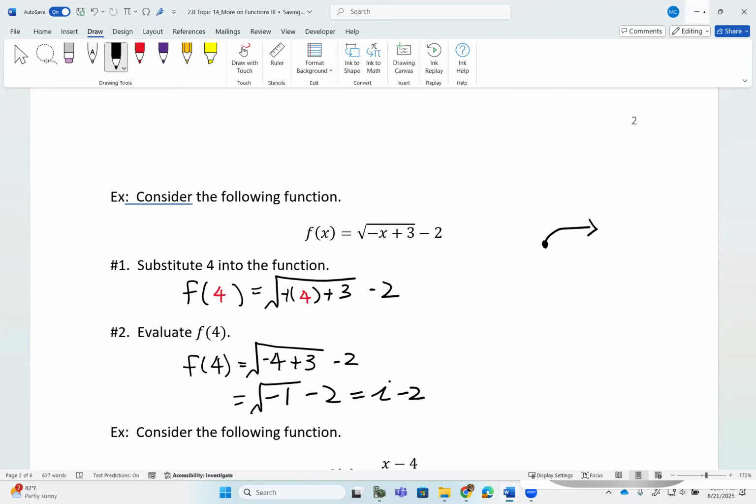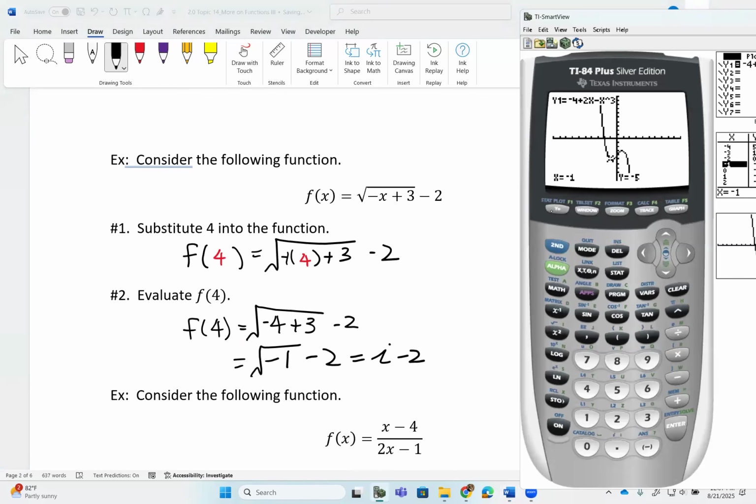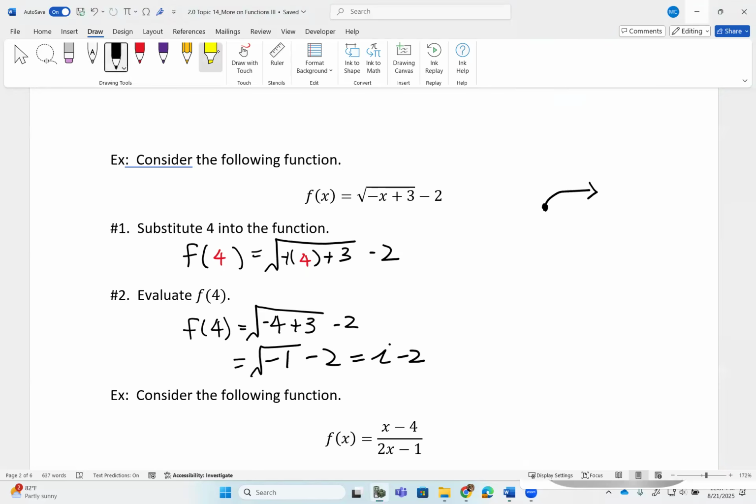This imaginary number tells me that the graph does not exist at x equal to 4. Now I'm going to show you what it looks like on the graph. Square root of -x plus 3, close parenthesis, then minus 2. This time our graph is going to the left side. If I set what's inside the radical equal to 0 and solve for x, like we did before, with the -x over, so x equals 3.